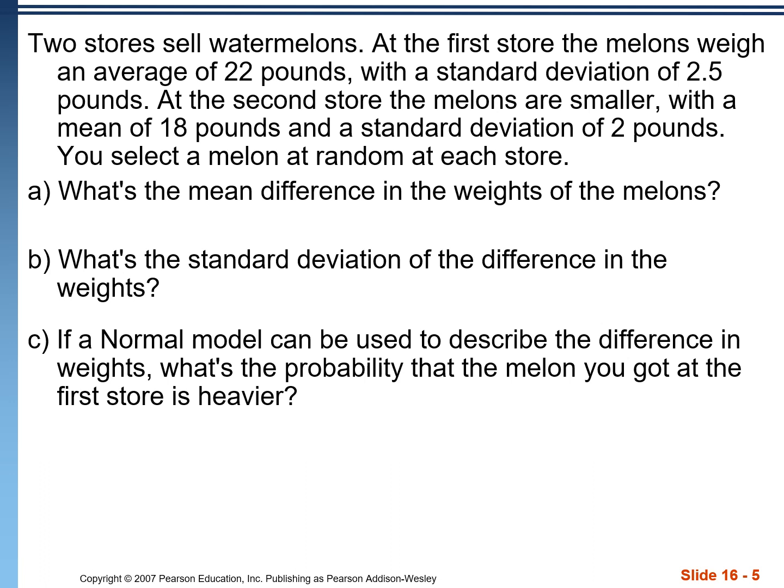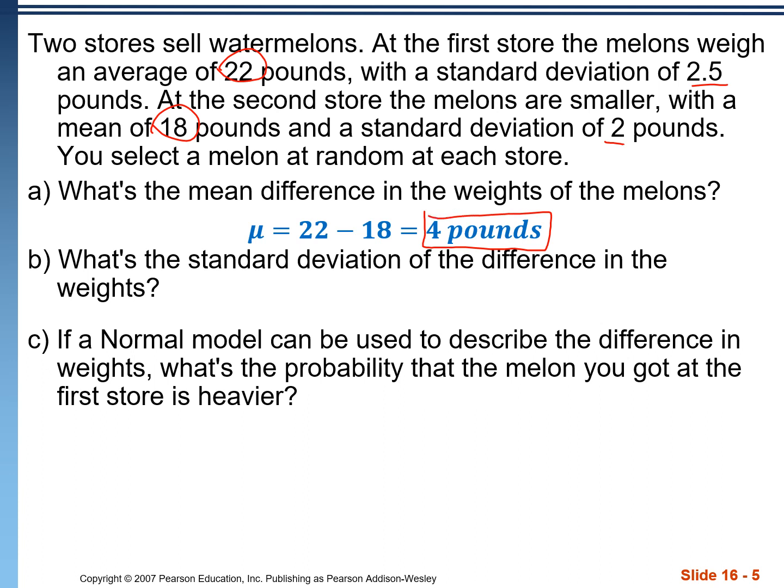So here's an example of a random variable word problem. We have two stores selling watermelons. The first store has watermelons that average 22 pounds with a standard deviation of 2.5 pounds. The second store has smaller watermelons which average 18 pounds and a standard deviation of 2 pounds. Part A, what's the mean difference in weights of these melons? We can just subtract these two numbers logically. On average, they would have a difference of 4 pounds.